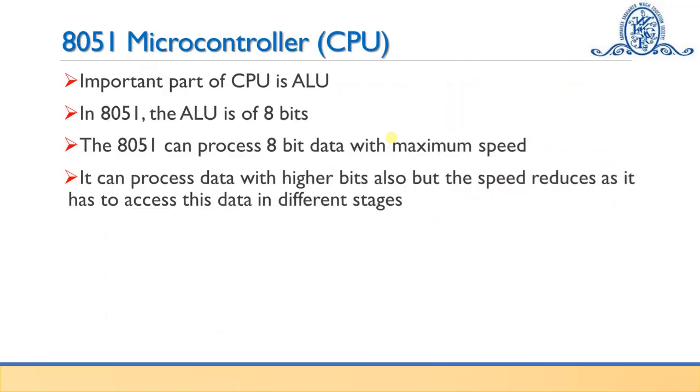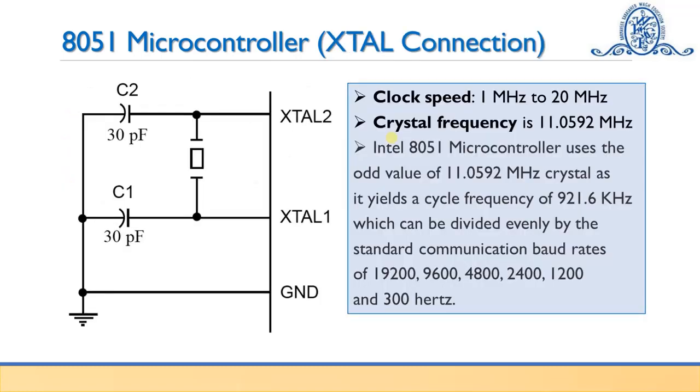Then the CPU is the main important part of the microcontroller, and the important part of CPU is ALU. In 8051 the ALU is of 8 bits. The meaning is that 8051 can process 8-bit data with maximum speed. That doesn't mean that it cannot process data with higher bits. It can also process the higher bit data, but the speed reduces as it has to access this data in different stages. So 8-bit data it can handle with maximum speed, but for higher bits the speed decreases.